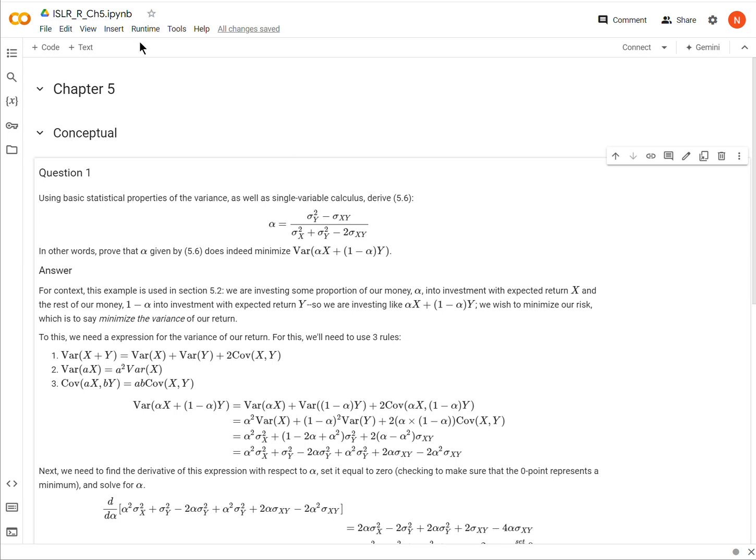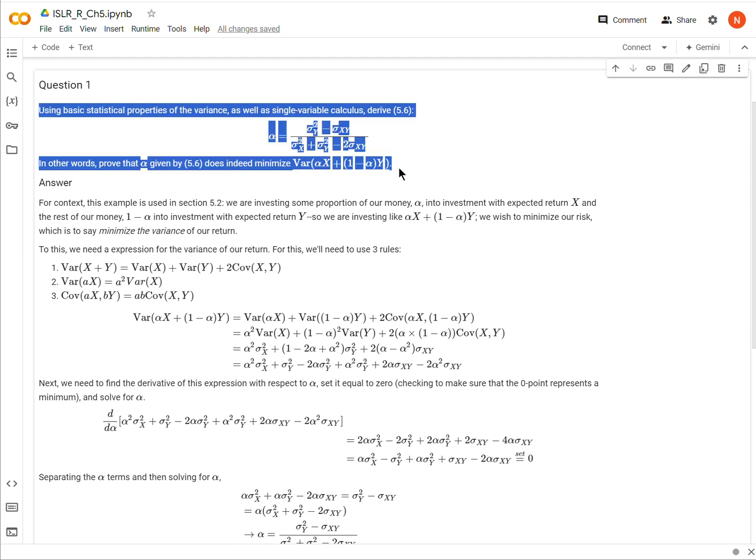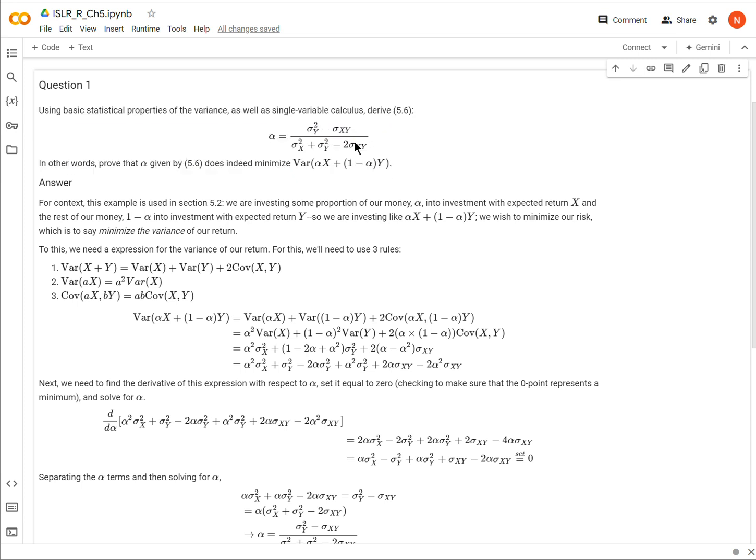Okay, so we are just beginning Chapter 5 of Introduction to Statistical Learning. These are conceptual questions. We're on question 1. All right, so here's the question, but I'll give an explanation of the question here in a second, which will be required if you haven't read the chapter.